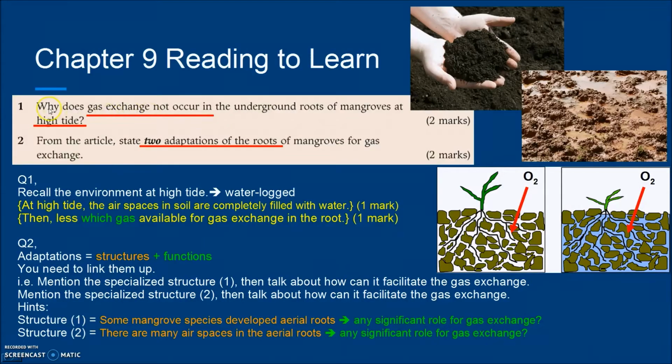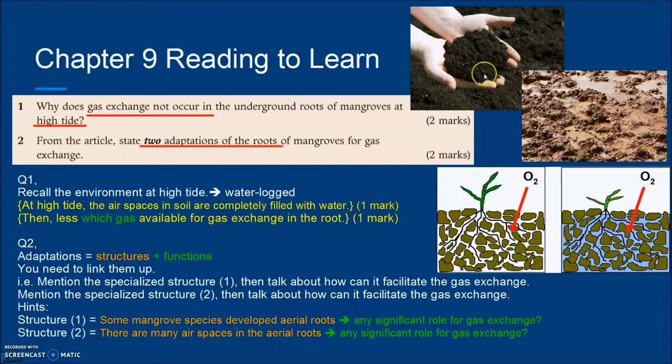For question number 1, why does gases exchange not occur in the underground root of the mangroves at high tide? I want you to recall the environment at high tide. Just like in the first paragraph, the soil is waterlogged, just like in this picture, full of water, completely filled with water. So for the water supply, perfect, but for the air, for the gas, what is the amount, you need to tell me.